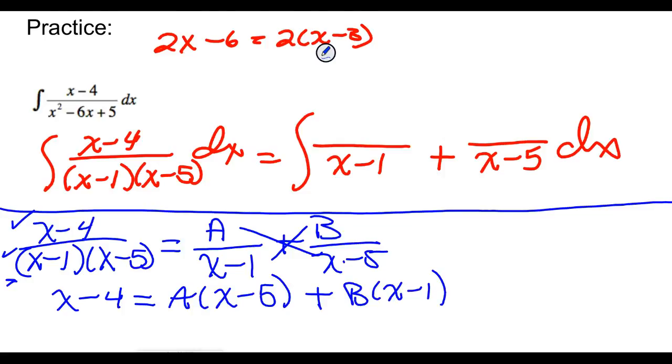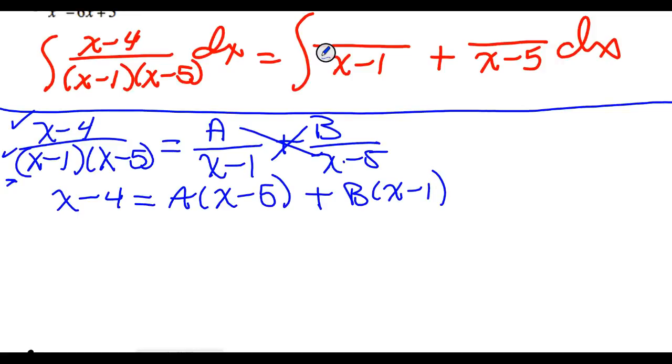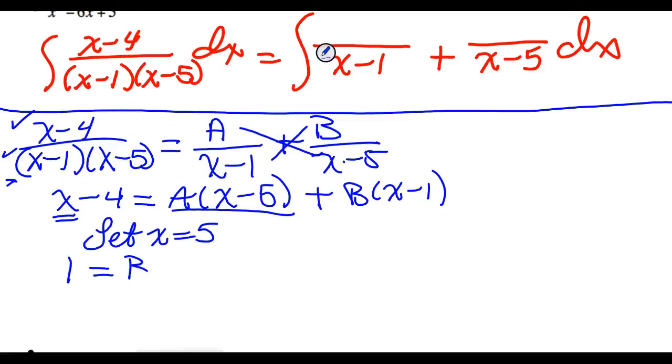There it is. Now what I would do is strategically choose x. Who are you going to let x be? 5 and 1, and then the answers will fall out nice. So if you let x equal 5, that right there is going to go. So you're going to have 5 minus 4, which is 1, is equal to b right here times 4. So b would be a fourth. So there's my b. You might even want to go throw it in right now.